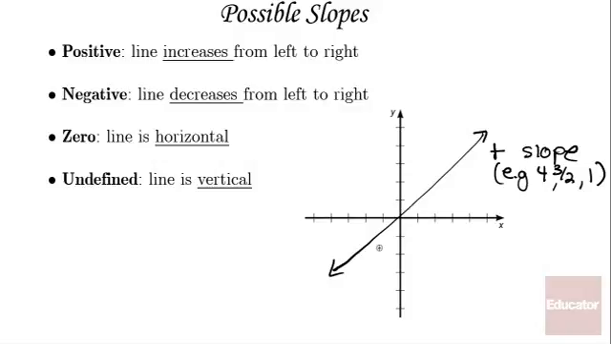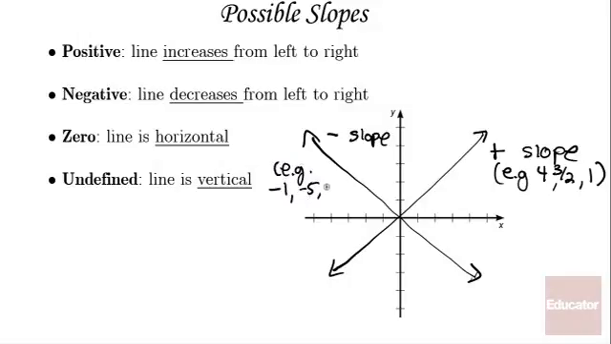If a line has a negative slope, then it's actually going to be decreasing from left to right. So this line would have a negative slope, such as -1, -5, -1/2. The steepness of these lines is determined by the absolute value of the slope. So if this has a slope of -5, the absolute value is 5, that would be the same steepness as a line going in this direction with a slope of 5, which also has an absolute value of 5.